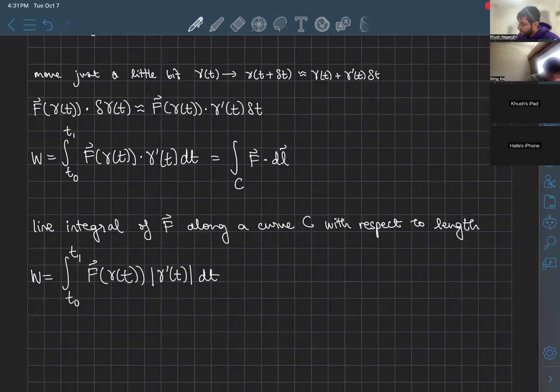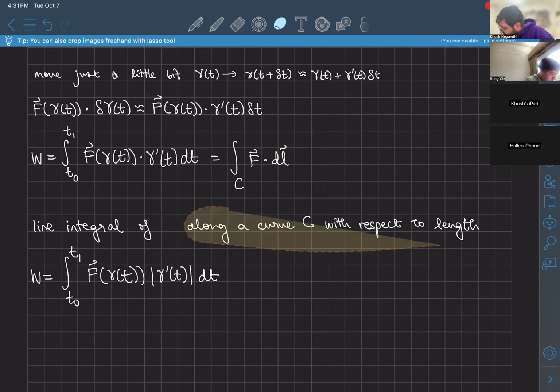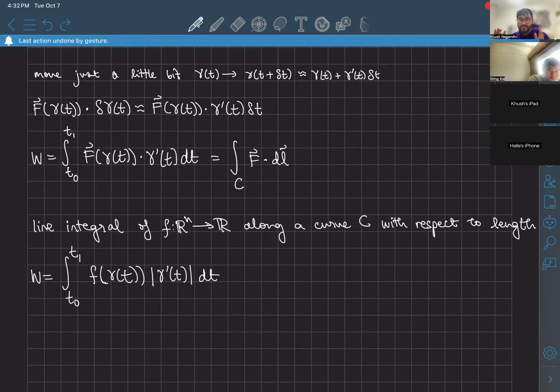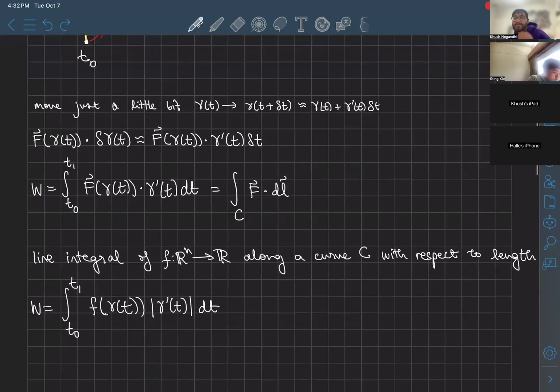Actually, sorry, I made a mistake. This should be f from Rn into R, and this should just be f, like small f. Okay. So when we're defining the integral of a scalar function, we put in this absolute value. But when we're doing the integral of a vector function, we don't put this absolute value. Okay.